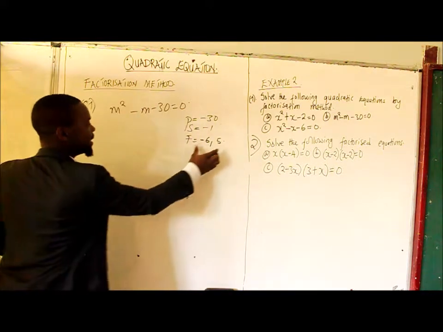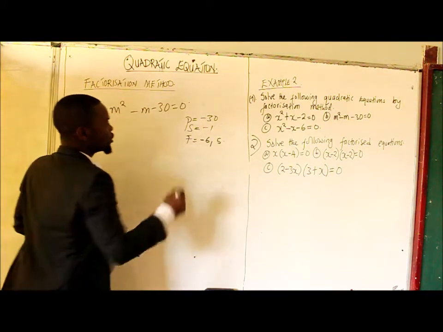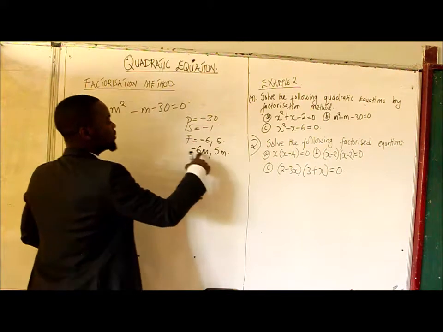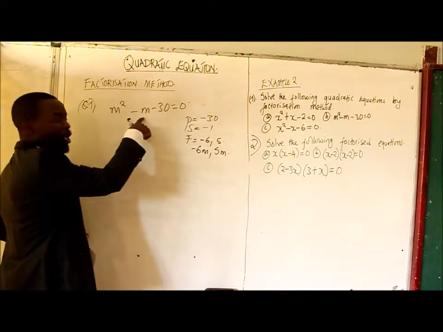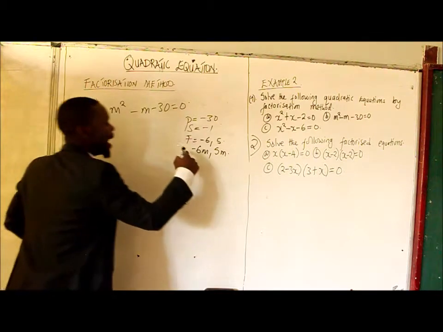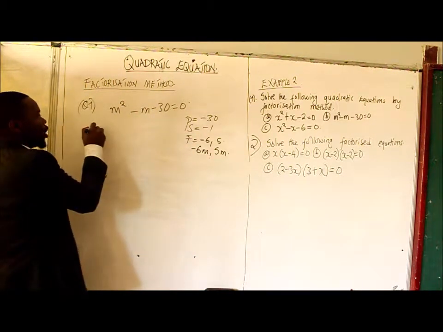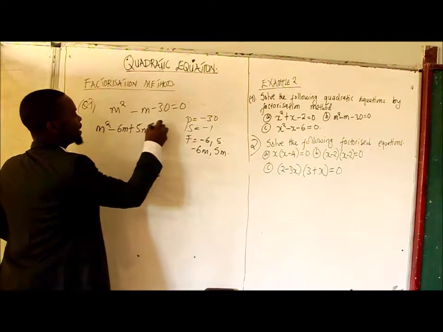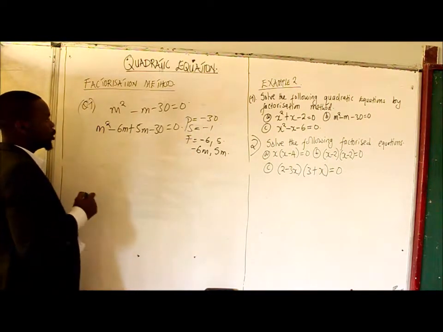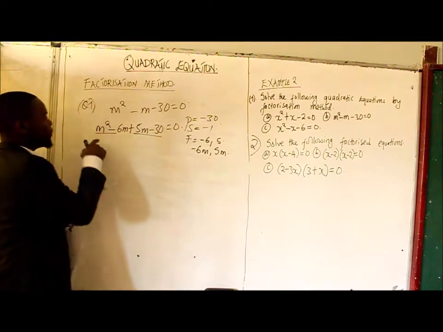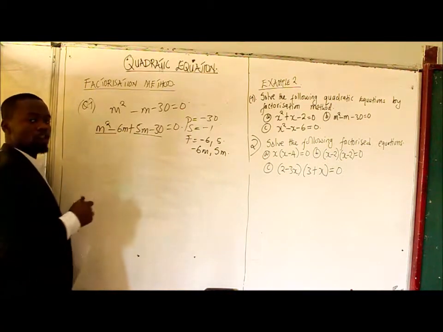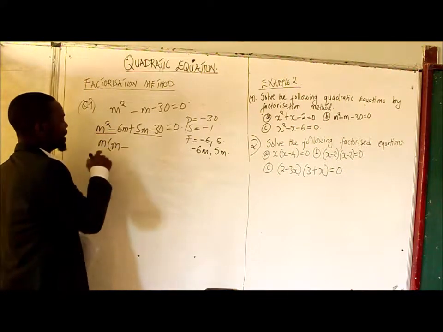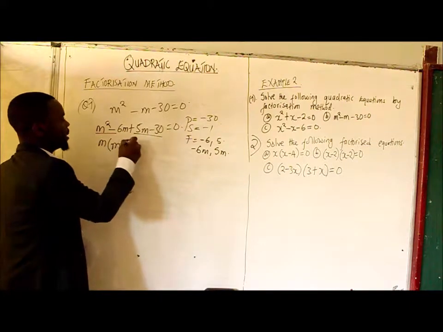Alright, so let's express these factors in terms of our variables. So that means we're going to have negative 6m and what? 5m. Of which negative 6m plus 5m is what? Negative m. Meaning that we're going to substitute negative m by these factors which we are having here. So we are going to have m squared minus 6m plus 5m minus 30 is equal to 0. As usual, let's factorize from here. So from m squared minus 6m, what is common? M is common. M into m squared is m, minus m into negative 6m is negative 6.